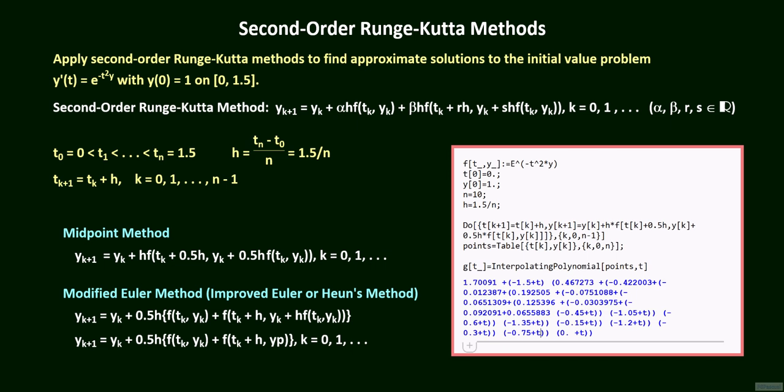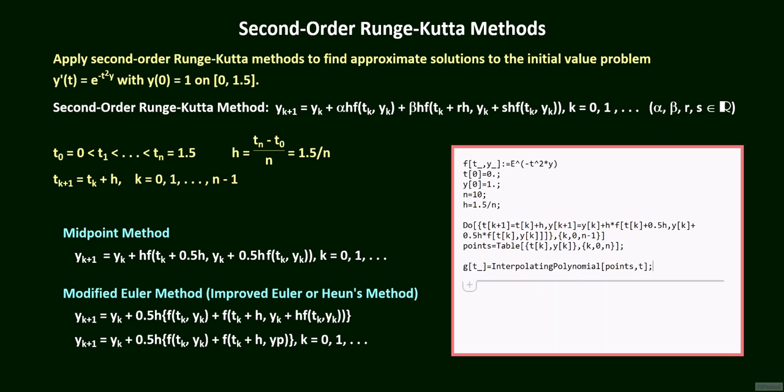Now, to see how well g satisfies the differential equation, we plot the difference between g prime of t and f applied to t and y, where y is replaced by g of t. We first type a semicolon at the end of the definition of g of t and execute the code again to hide g of t. We plot g prime of t minus f applied to t and g of t. T goes from 0 to 1.5.